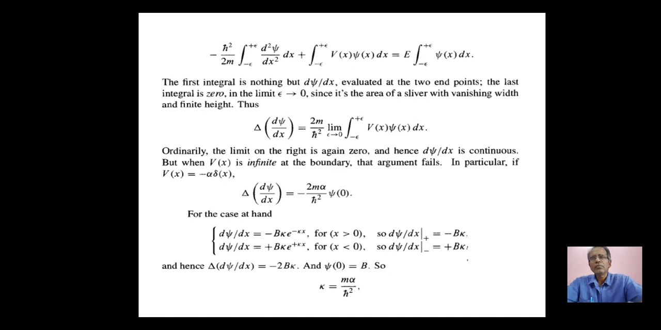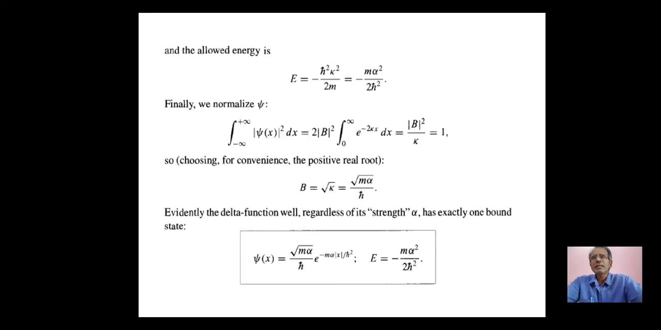Therefore, minus 2bk is equal to minus 2m alpha upon h cross square into b, and this gives k equal to m alpha by h cross square. The allowed energy is E equal to minus h cross square k square by 2m, equal to minus m alpha square upon 2h cross square.